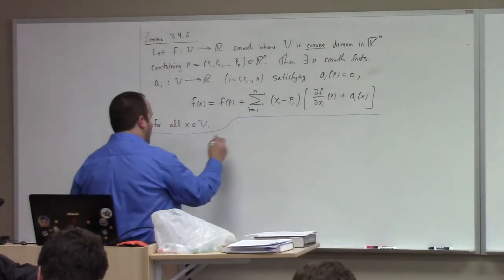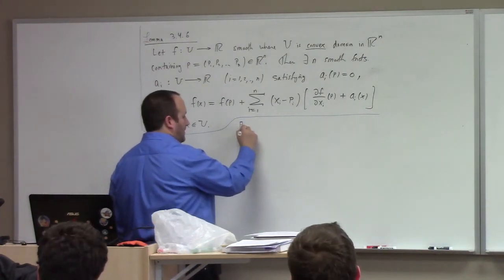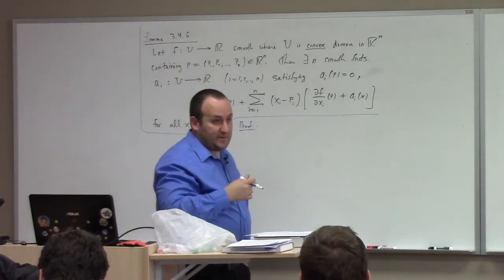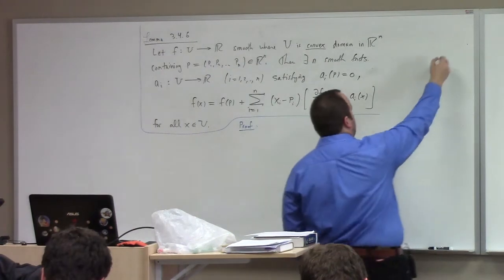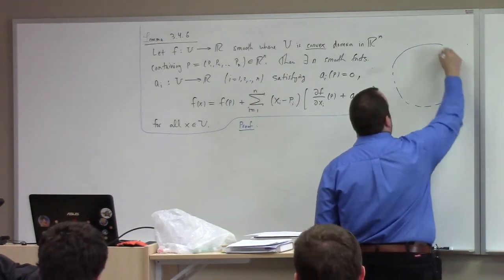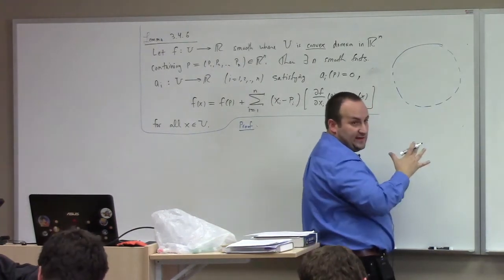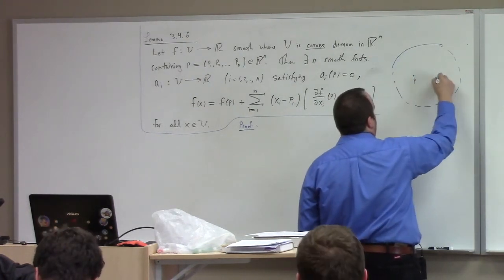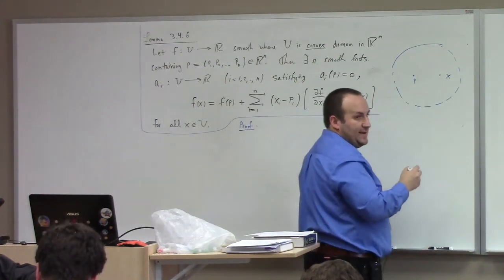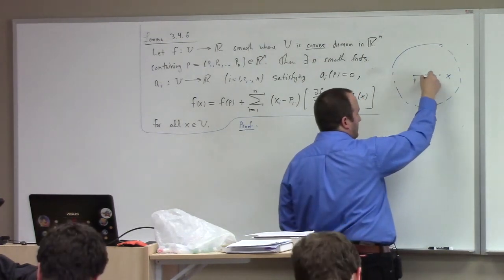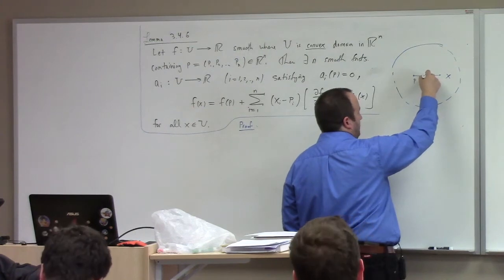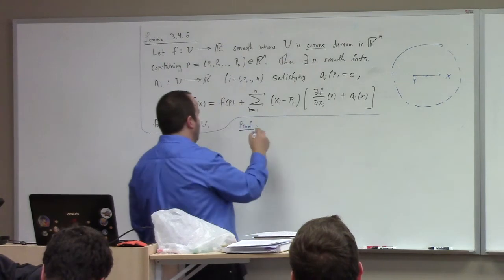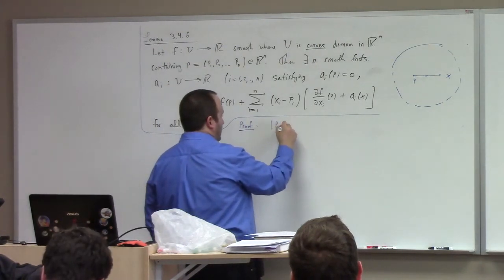Okay, so proof. So what does convex mean? Convex means that it's a domain, so it's an open connected set, right? And convex means that if we have p and if we have x, then the line segment which connects those two is inside U.